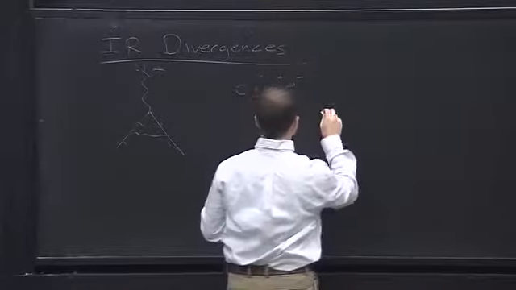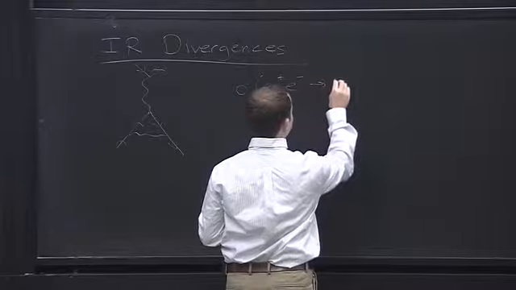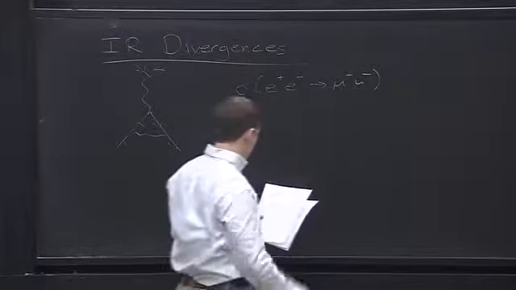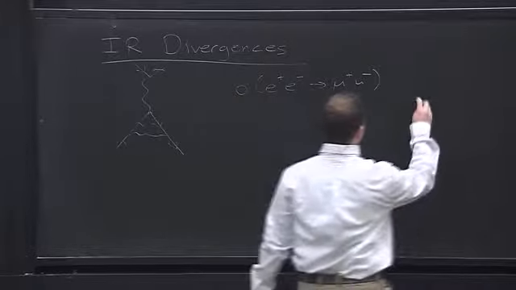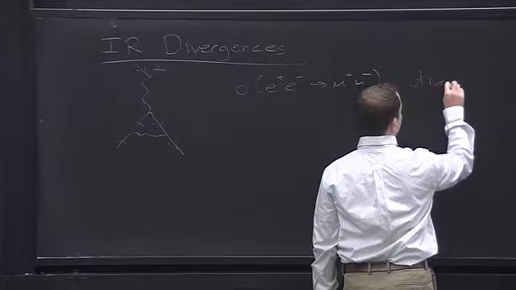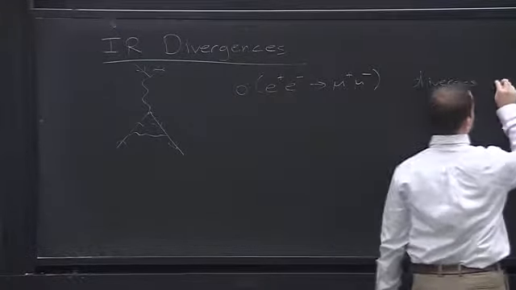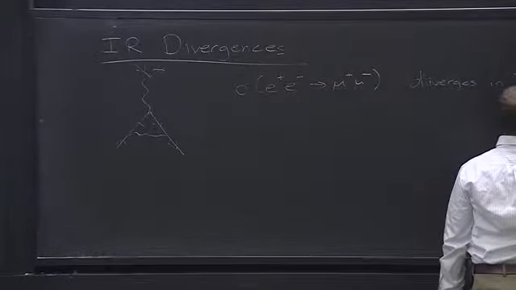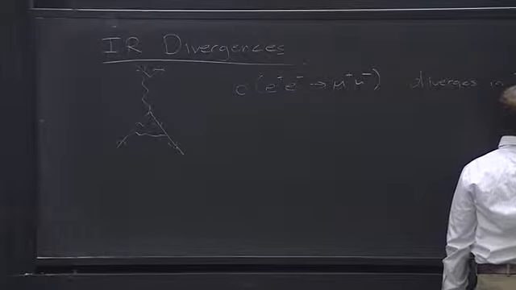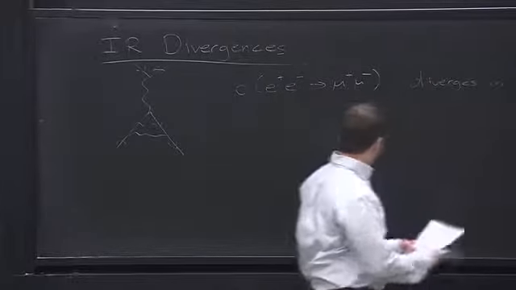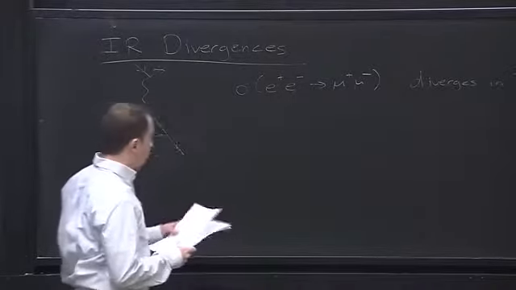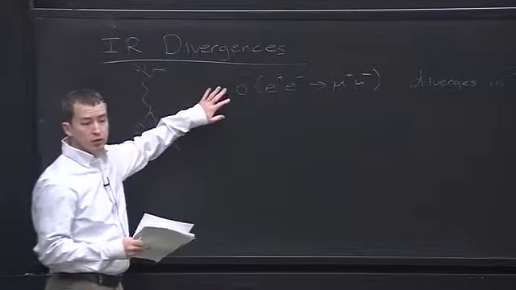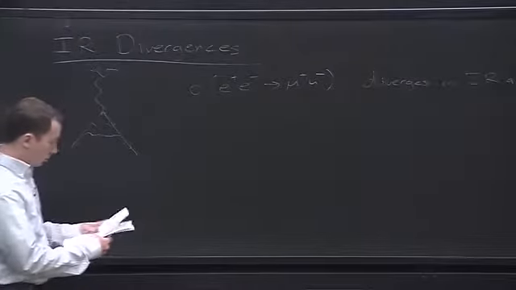for electron, positron to muon, anti-muon diverges in the IR at one loop. And so what I'm going to argue is that this cross-section is not by itself observable.